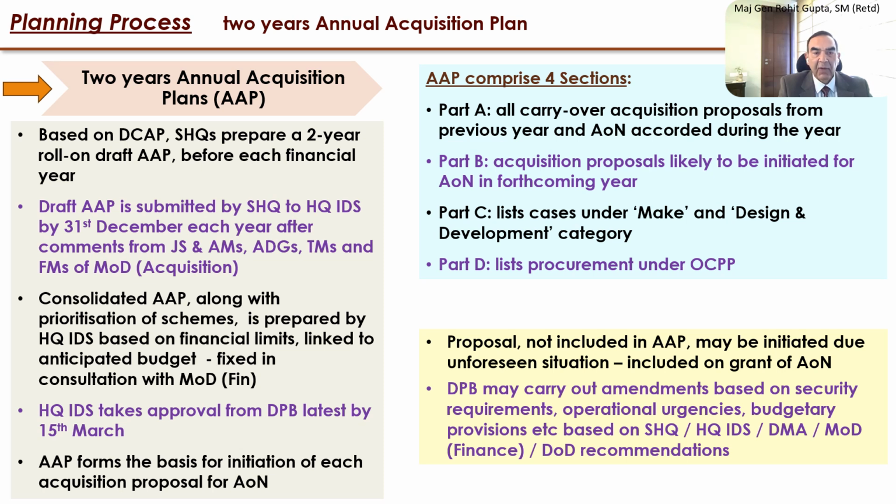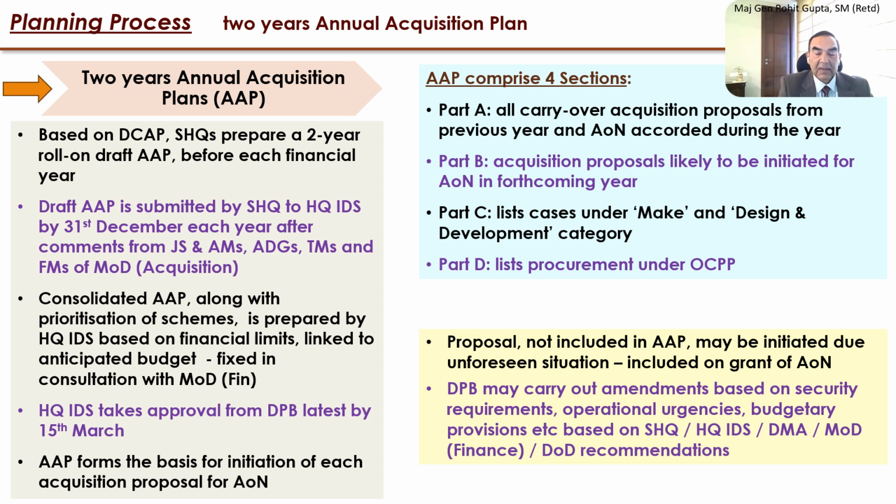All comments are taken from the JS and acquisition manager, that is Joint Secretary and acquisition manager, by the additional director generals, by the technical managers, and the financial managers of MOD acquisition, that includes the SHQ also. Consolidated AAP, along with the prioritization of schemes, and that is very important, the schemes are prioritized, is prepared by the headquarter IDS, and this is based on the envelope of financial limits, which is linked to the financial budget. It is fixed in consultation with the MOD Finance.